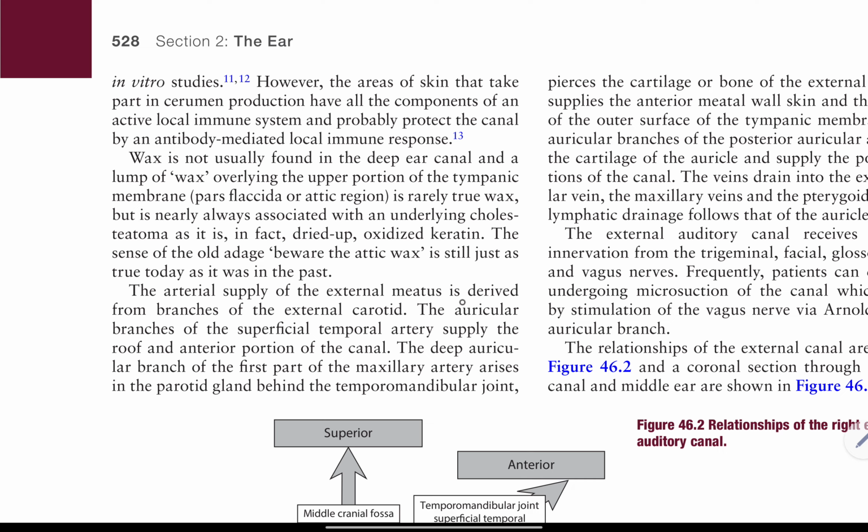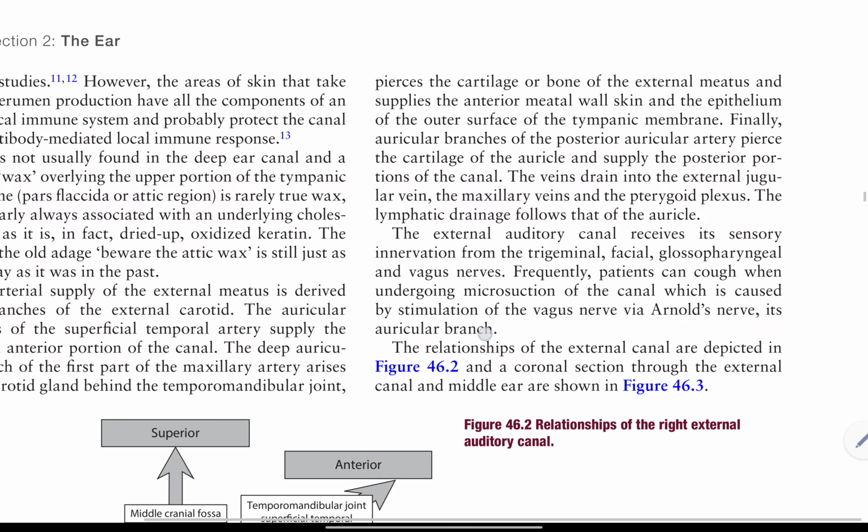The arterial supply of the external meatus is derived from the branches of the external carotid. The auricular branches of the superficial temporal artery supply the roof and anterior portion of the canal. The deep auricular branch of the first part of the maxillary artery arises in the parotid gland behind the temporomandibular joint, pierces the cartilage or bone of the external meatus, and supplies the anterior meatal wall skin and the epithelium of the outer surface of the tympanic membrane. Finally, auricular branches of the posterior auricular artery pierce the cartilage of the auricle and supply the posterior portions of the canal. The veins drain into the external jugular vein, the maxillary veins, and pterygoid plexus.